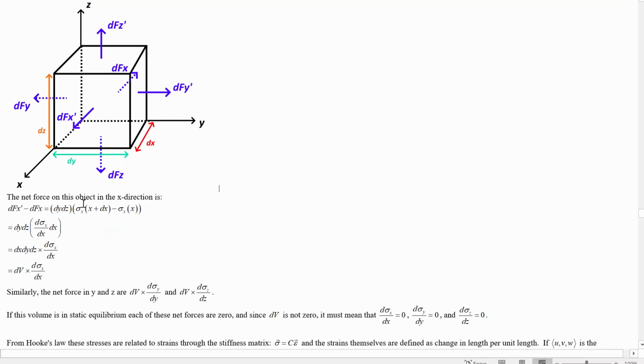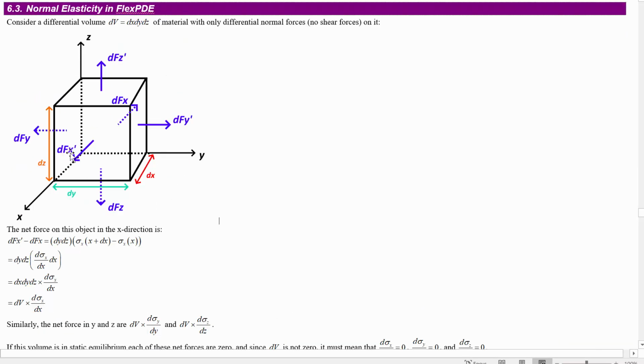So the net force in x is going to be this force on the front minus that force on the back. So dfx prime minus dfx. And dfx prime is based on the stress at the front of the object. So that'll be sigma at x plus dx minus sigma at x. And we'll multiply those stresses by the area of this front face, which is dy times dz, to figure out the total force.